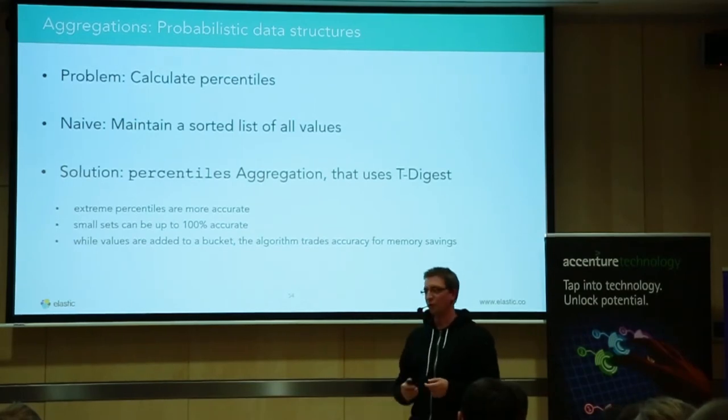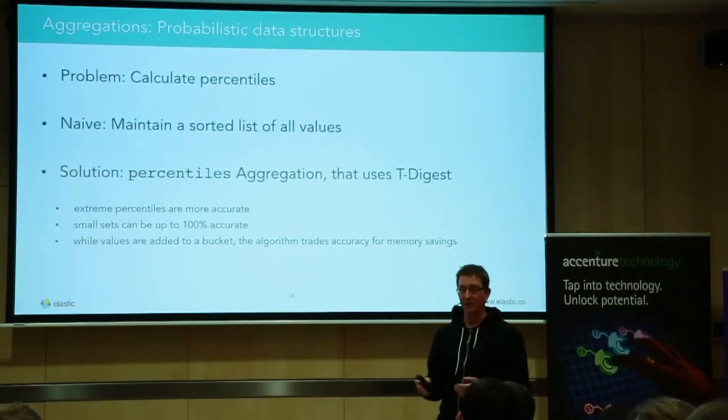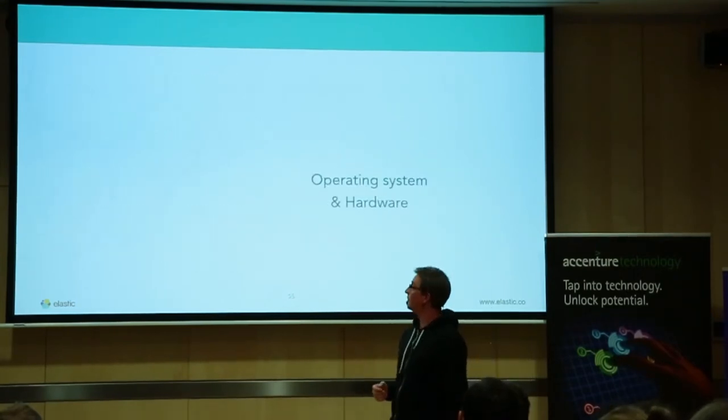Percentiles are usually very useful for stuff like SLA checking, when you want to make sure that most of your requests fall inside a certain SLA response time, for example.